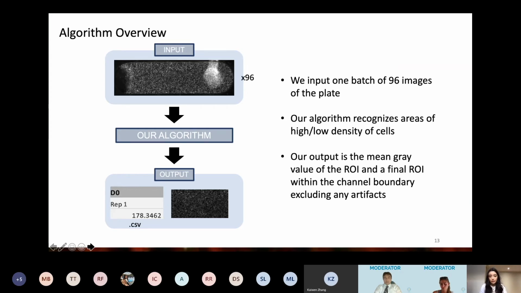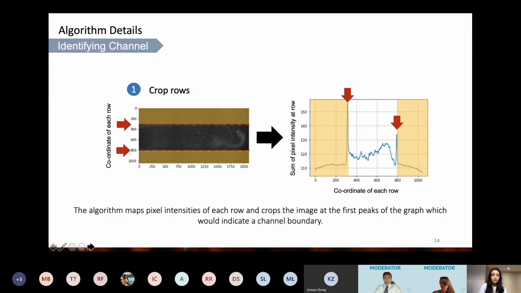This ROI would be within the channel boundary, and it would exclude any artifacts. So our algorithm would map the pixel intensities of each row and crop the image at the first peaks of the graph, which would indicate a channel boundary. So you can see that over here, that's where the cutoff is for where the channel boundary would be, which is around 800 and around 300.